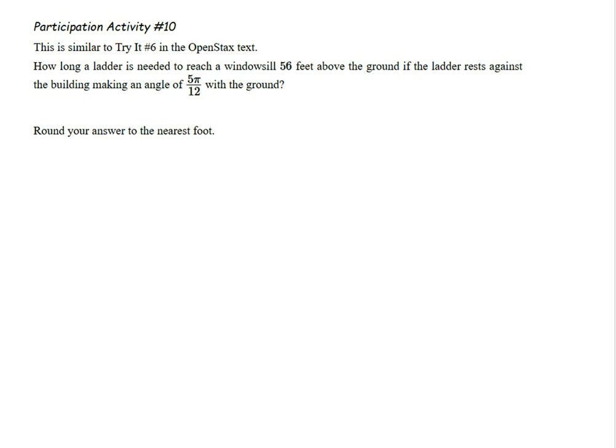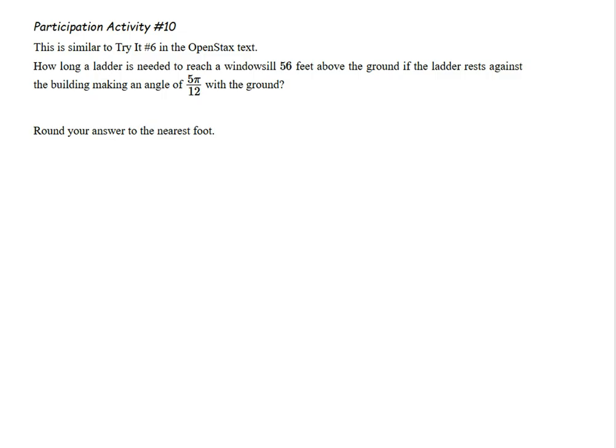Okay, this is the last participation activity, and it's a word problem. How long a ladder is needed to reach a windowsill 56 feet above the ground if the ladder rests against the building, making an angle of 5 pi over 12 with the ground? And round your answer to the nearest foot.